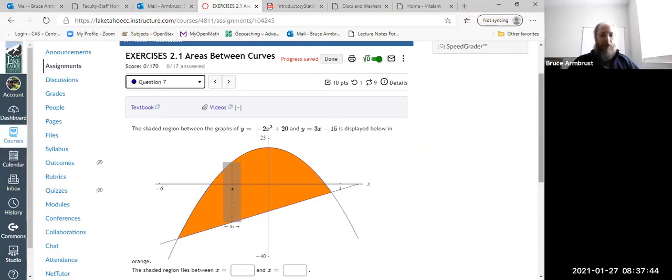Anyway, all right, so let's take a look at this guy. It says the shaded region between the graphs of y equals minus 2x squared plus 20 and y equals 3x minus 15 is displayed below. All right, so you see that?